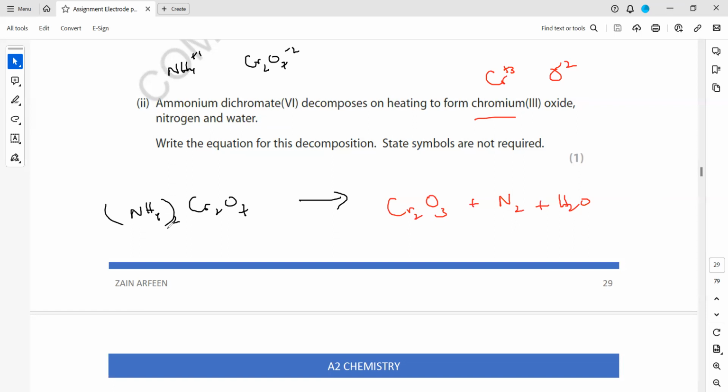And the equation must be balanced. So nitrogen is 2, hydrogen 8 are there. Whenever you write an equation, it must be balanced. So 4 water, and then oxygen 7: 4 from water makes 7 with the 3 in chromium oxide, and chromium 2. So this equation is balanced in terms of all.